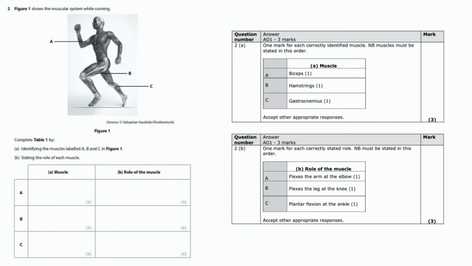So B, we've already said it's the hamstring. It's also showing flexion at the knee joint. So make sure you put at the knee joint. The final one, C, as we said, is showing the gastrocnemius, and the role of the muscle here is plantar flexion at the ankle joint.